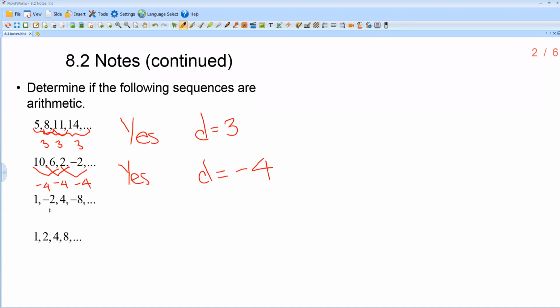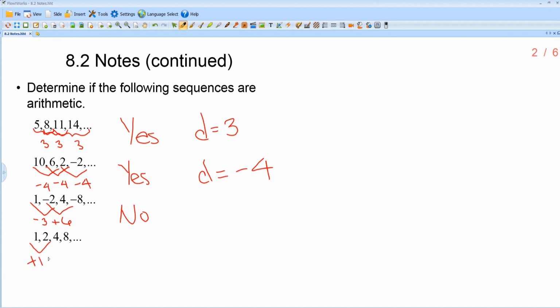So now we have 1, negative 2, 4, negative 8. We're only concerned right now with addition and subtraction. So from 1 to negative 2, I subtracted 3. From negative 2 to 4, I added 6. I don't care what happens after this. No, it is not arithmetic because right away I'm doing something different. Now you could have looked at this and said, oh, I'm multiplying by negative 2 each time. Okay, cool, you're a little bit ahead. That's geometric. That's in a couple days. For right now, no, it's not arithmetic. I'm not adding or subtracting the same thing.